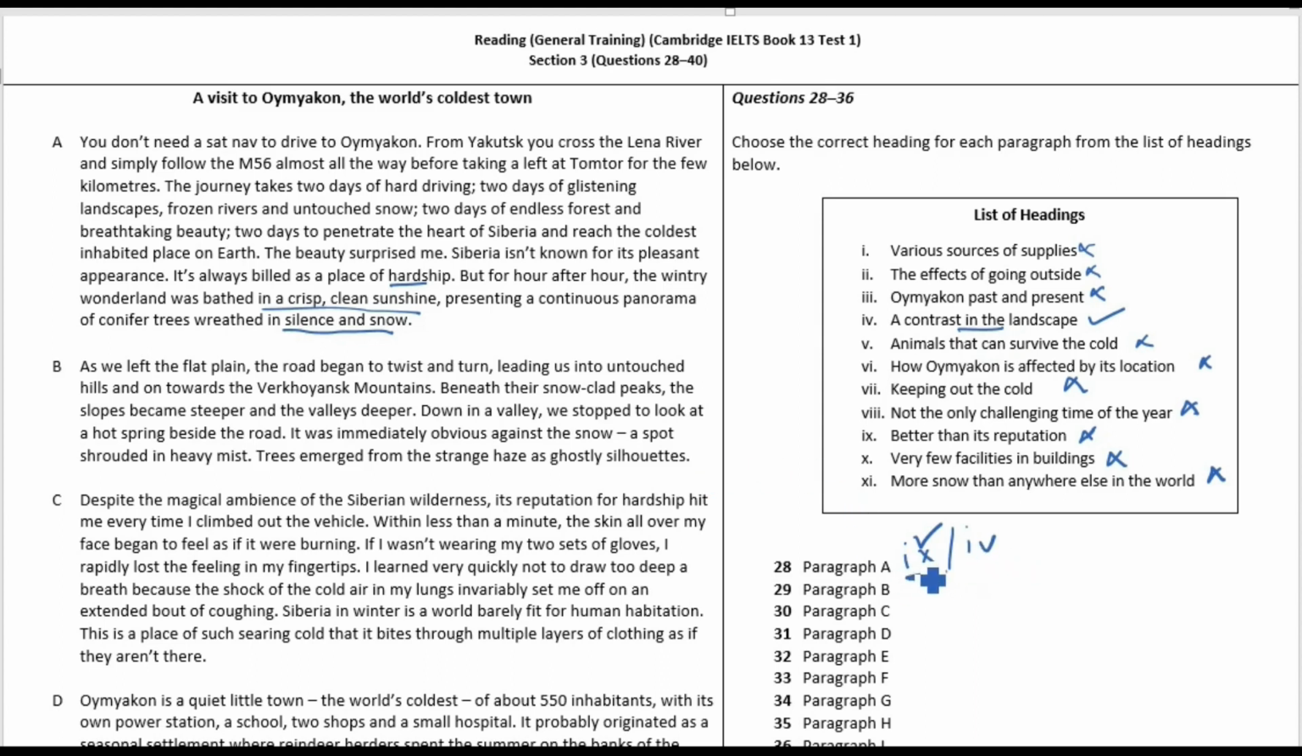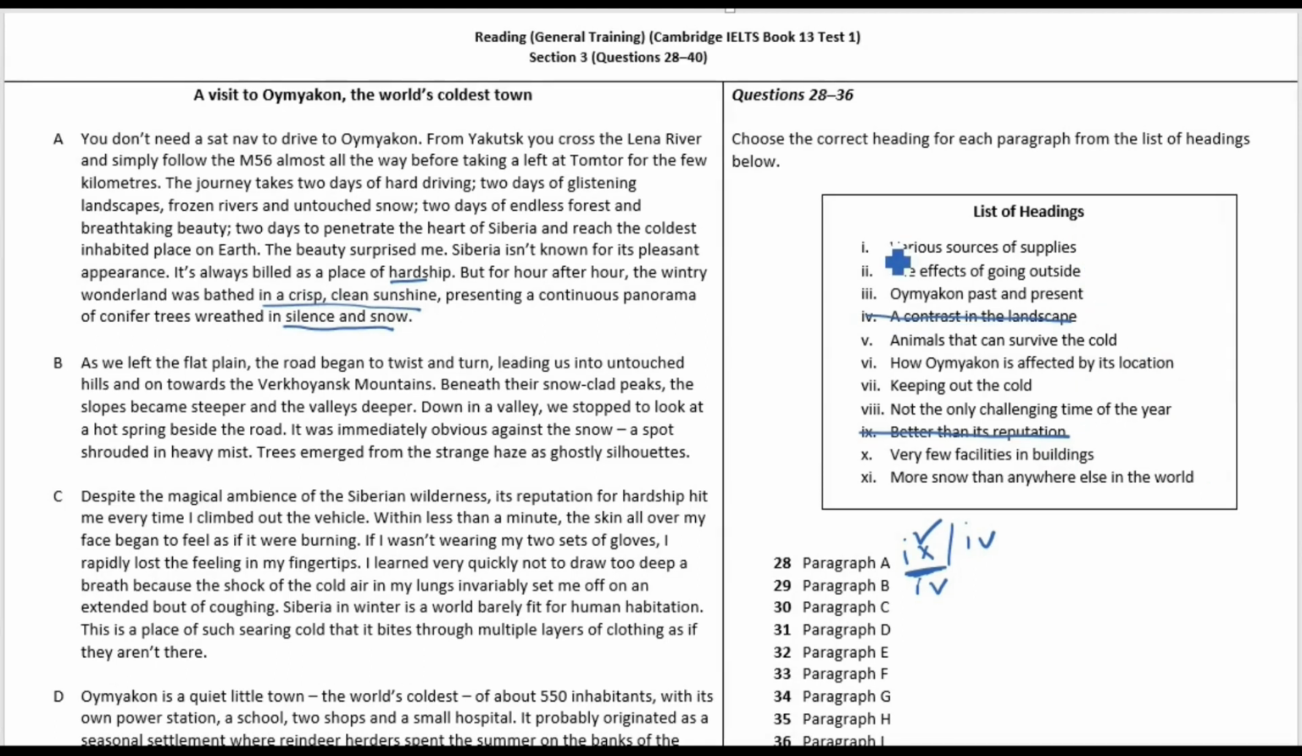And because I'm sure, what I do is I cross out the ones I have already done. If I'm even a little unsure, I won't do that. If I'm unsure and I cross out any heading, I could be making 2 mistakes instead of 1. Moving on to paragraph C.